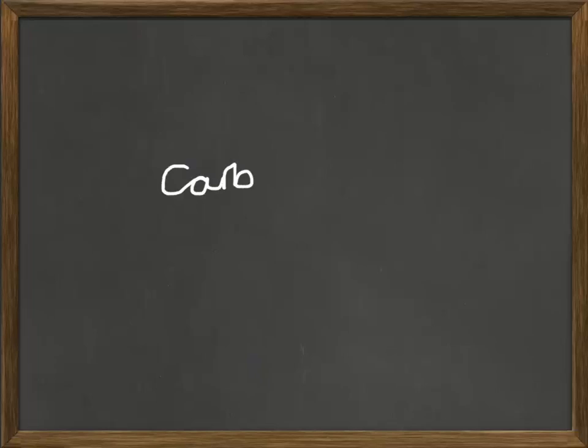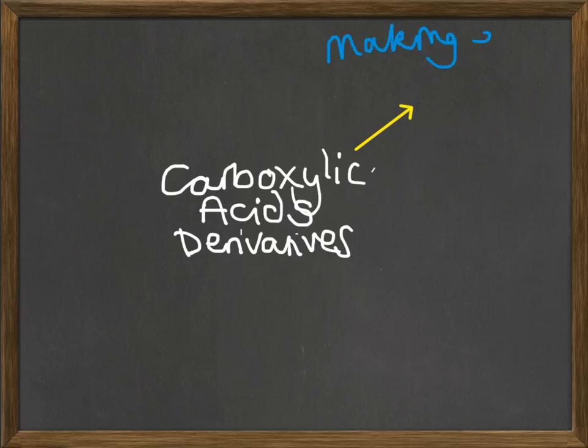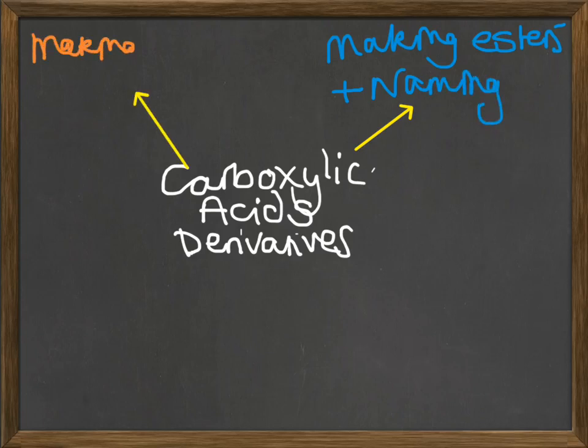Okay, in this next series of videos we're going to look at carboxylic acid derivatives. These are molecules that are made from carboxylic acids, so carboxylic acids reacted with other compounds. Some of the important ones we're going to look at are esters, the sweet smelling ones. We'll see their naming and their reactivity.